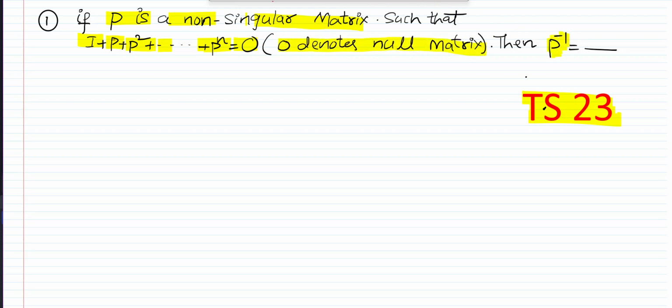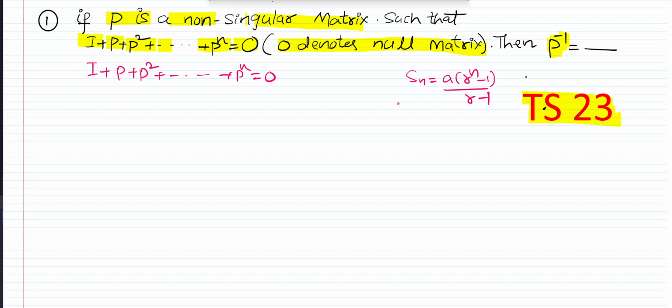This is the question. Here P is a given non-singular matrix. Non-singular matrix means det not equal to 0. And the given relation is I unit matrix plus P square plus up to P power n is equal to 0. This is a GP series. We know that the formula for GP series Sn is equal to A into R power n minus 1 by R minus 1.